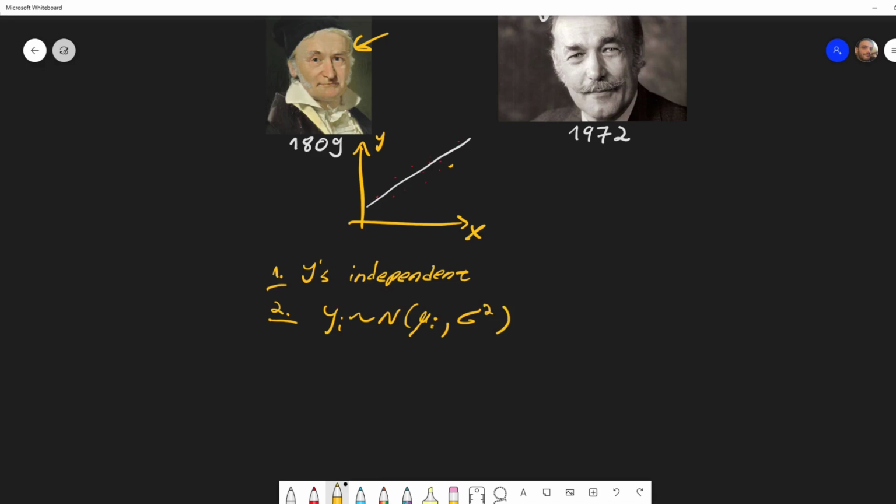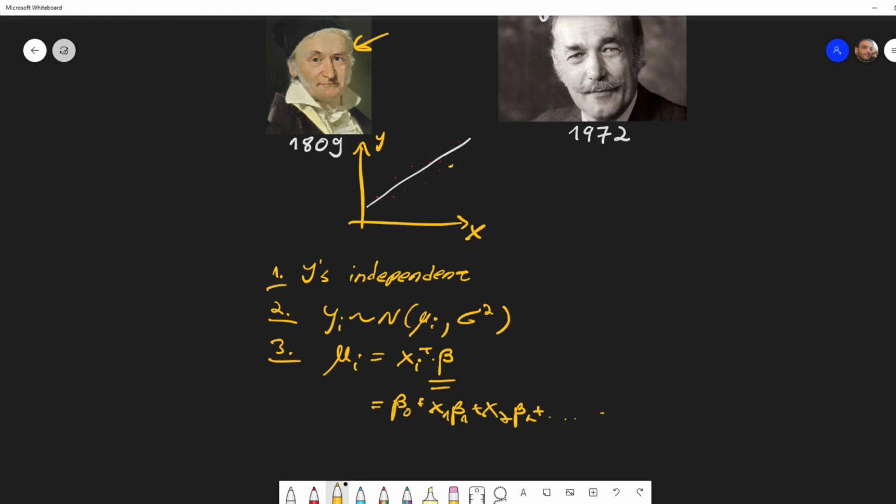sigma squared. The third assumption is that the means mu i are related to the predictor variables x_i by a linear model, so x_i transpose beta. And what needs to be linear here are the coefficients, the betas. So this can be beta 0 plus x1 beta 1 plus x2 beta 2 and so on.